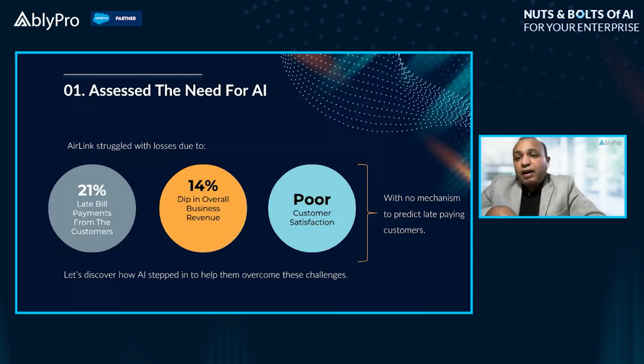So Airlink has understood that the major challenge is that they have 21% people who always pay late, right? And they have no mechanism in place to predict who is going to pay late. They only know when they have not paid that they have not paid. So let's see. They know where to implement AI because they need something which actually predicts who is going to pay late so that they can take action on it, right? So the first A is ticked, which is assess the need for AI.